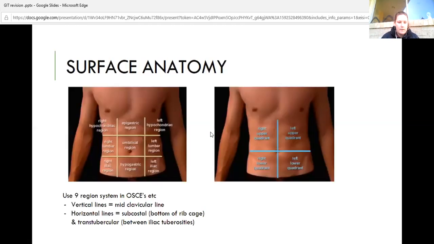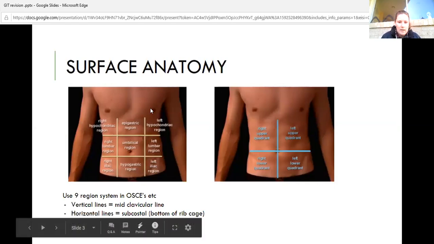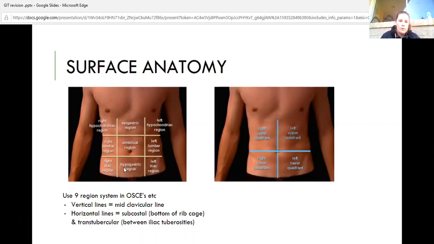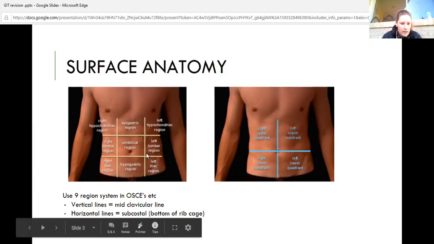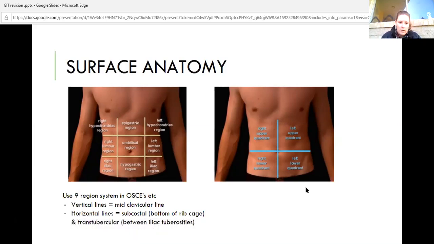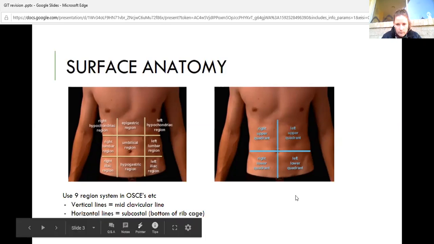All right, so to start off with, just general surface anatomy. In the GIT, it's really important that this is pretty clear in your mind for OSCEs, and also if you can visualize what structures are underneath in each area, that's going to really help you work out different patterns of pain when you have clinical scenarios in written exams as well. And just a reminder that the vertical lines are mid-clavicular and then the horizontal lines are your subcostal and transtubercular.